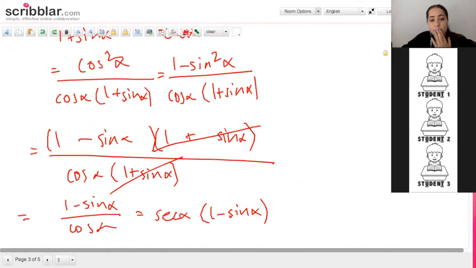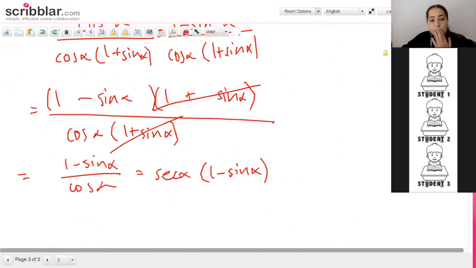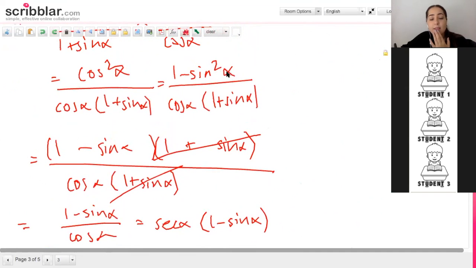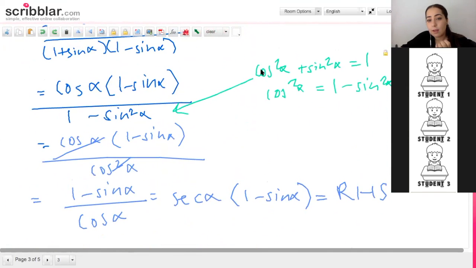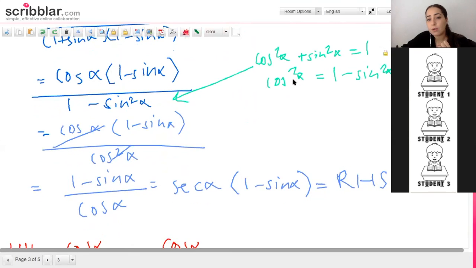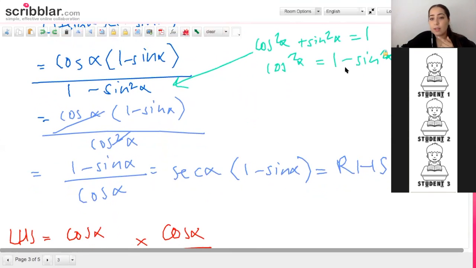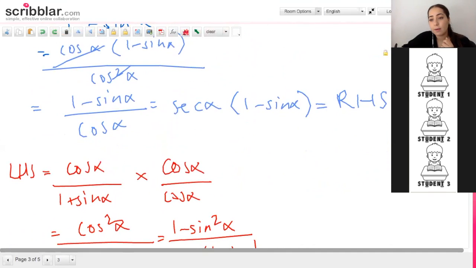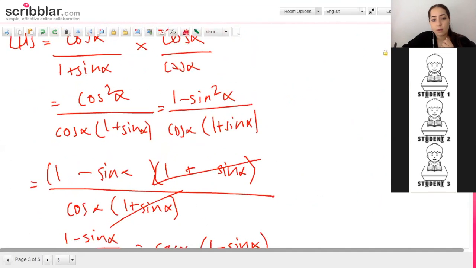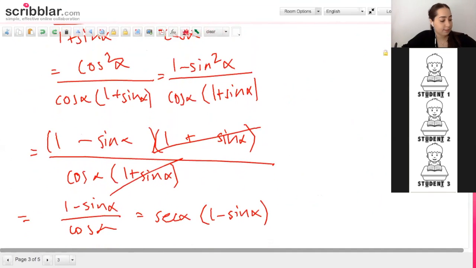With the second way, if you go down, it said cos squared alpha equals 1 minus sine squared alpha. Yeah, because of the identity. The identity is cos squared alpha plus sine squared alpha equals 1. When I make cos squared the subject, I get 1 minus sine squared. So I can replace cos squared with 1 minus sine squared. Yeah, that's the trig identity.